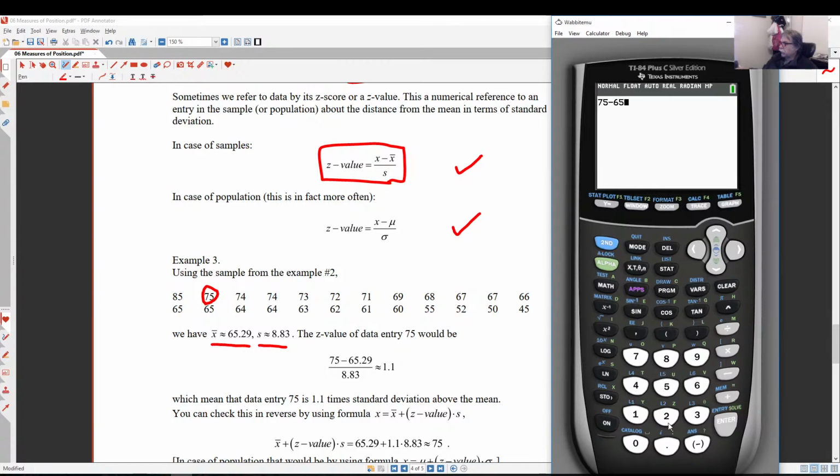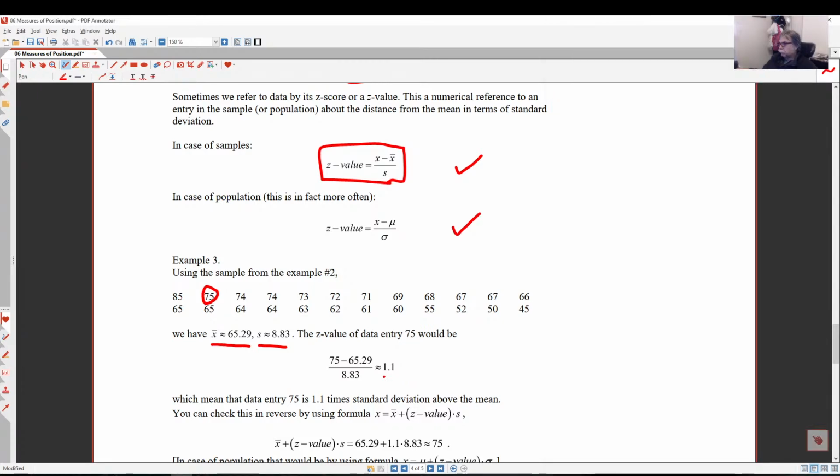It's a 65.29. Divide with the sample standard deviation 8.83. This is an approximation. With a 2 decimal approximation, the z-score is approximately 1.1, right? It's going to be 1.1, so the approximation would be 1.1.